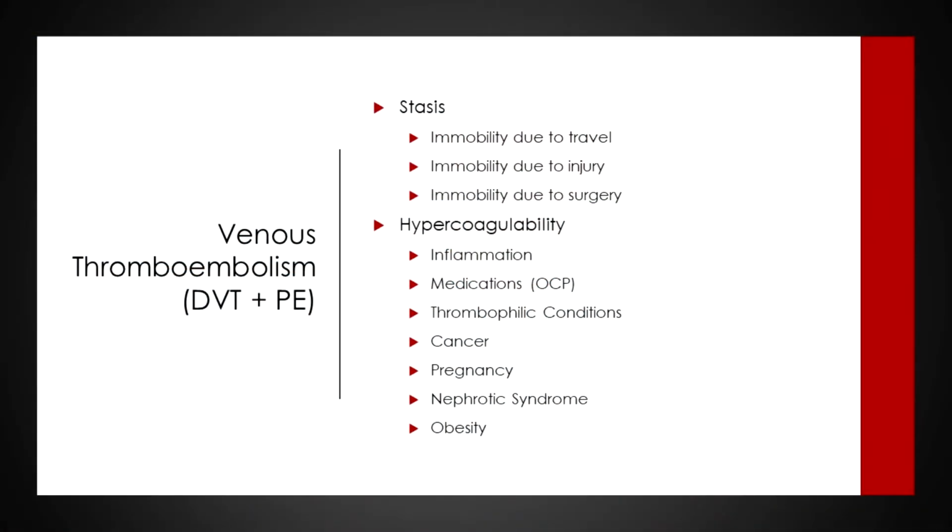And then there's a lot of triggers that can have a hypercoagulable state. So think of lots of different causes of inflammation, whether temporary or long-term. Medications, classically the oral combined contraceptive pill. Thrombophilic conditions, so that can be factor V Leiden or prothrombin gene mutation, protein C and protein S deficiencies, antithrombin deficiencies, or even acquired conditions like antiphospholipid syndrome.